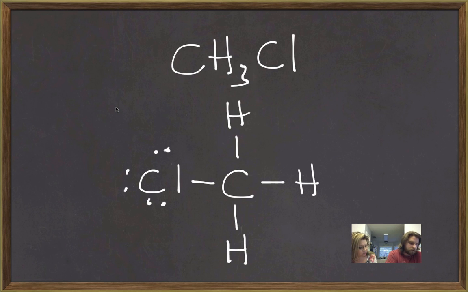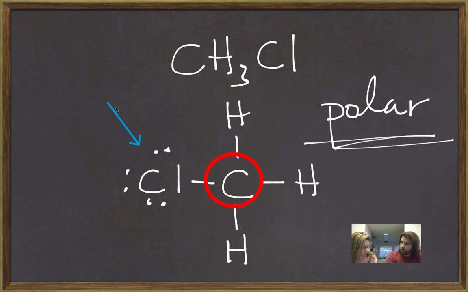So, looking at the central atom, are there any lone pairs there? Nope. Are the lone pairs around the periphery equal? No. I see more on the chlorine. We got some lone pairs over here and nowhere else. Therefore, we have a polar compound. Got it? Yep, that's it.